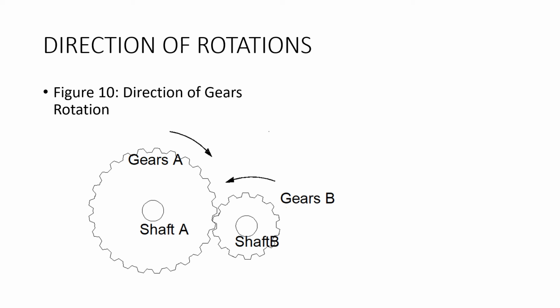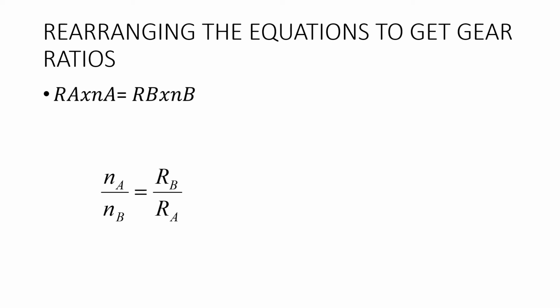Direction of rotation. If you check these gears, you can find that gear A is rotating in a clockwise direction, but gear B is rotating in an anti-clockwise direction. So if we want them to move in one direction, then we need to introduce what is called an idle gear. Rearranging the equation to get the rotation ratio: we have RA times NA is equal to RB times NB, so NA over NB is equal to RB over RA. And these are called gear ratios.